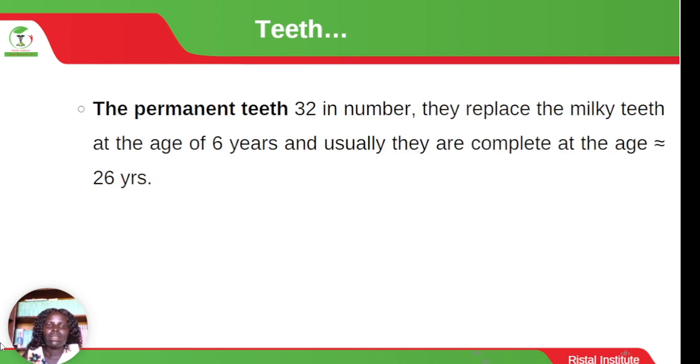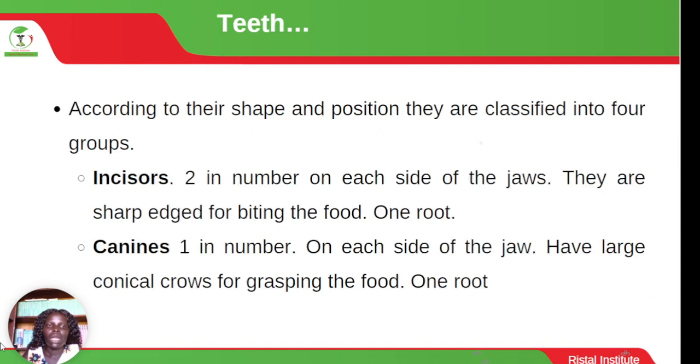The permanent teeth, which are always 32 in number, replace the milky teeth at the age of 6 years, and usually they are complete by the age of 26 years. According to their shape and position, they are classified into 4 groups.